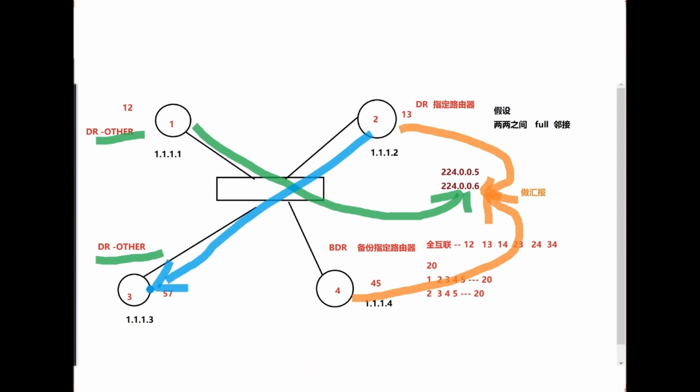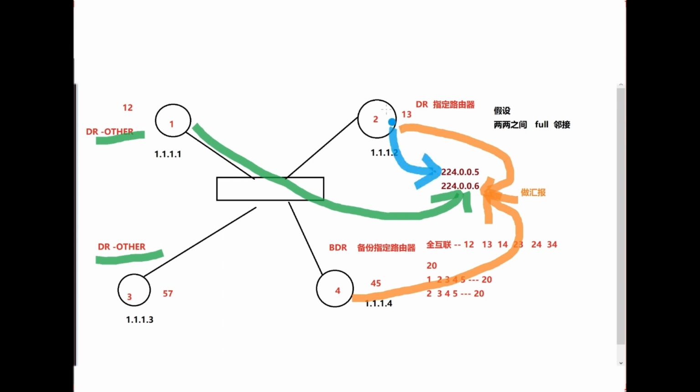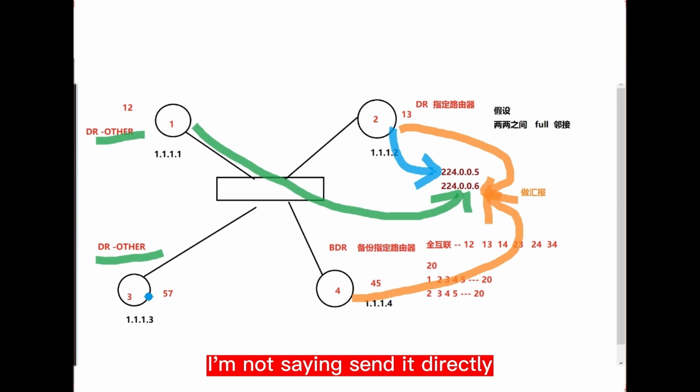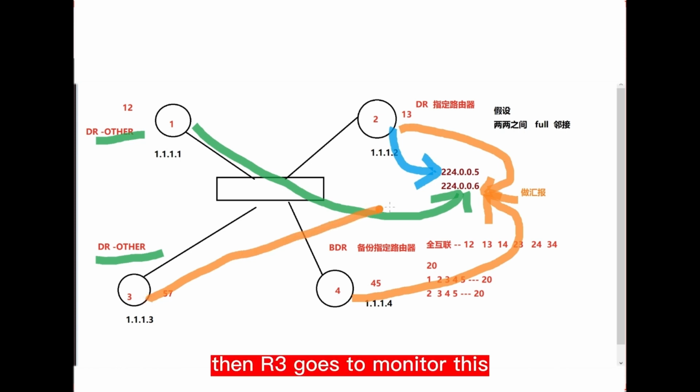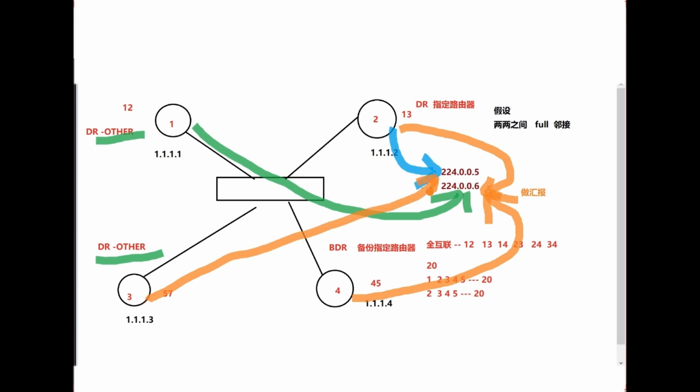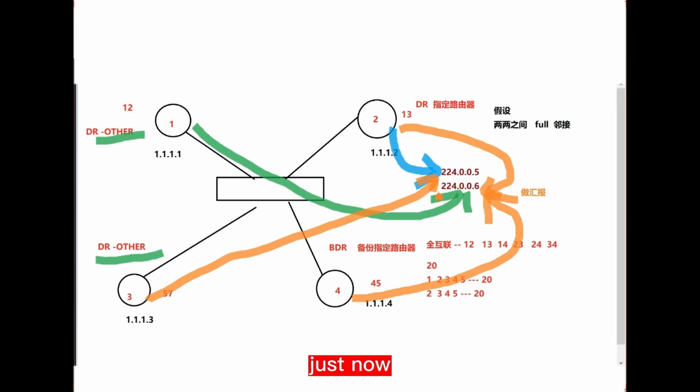That is R3. Notify this DR other. DR sends the information to the multicast address 224.0.0.5. I'm not saying it sends it directly. Then all other routers, please pay attention, I'm talking about all routers, will listen to 224.0.0.5. Now DR sends the data to 224.0.0.5 here, then R3 goes to monitor this 224.0.0.5. Then it has received the update issued by the DR just now.